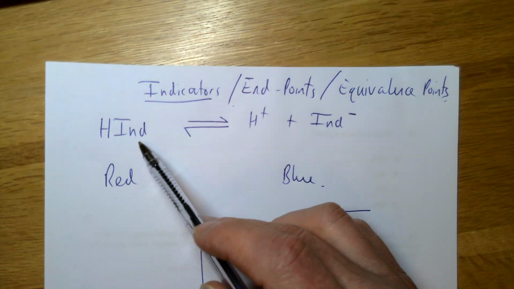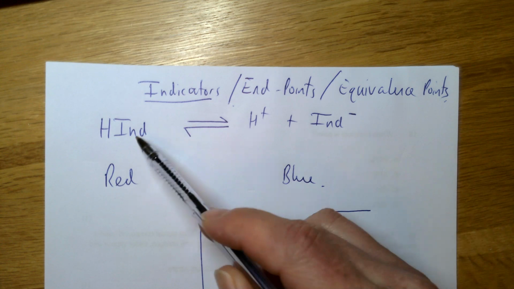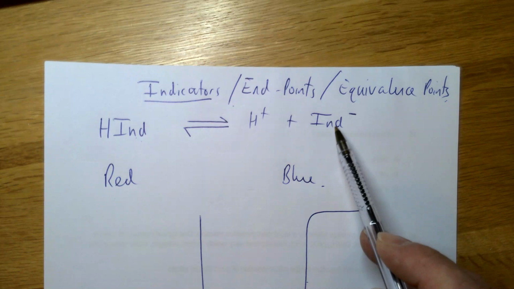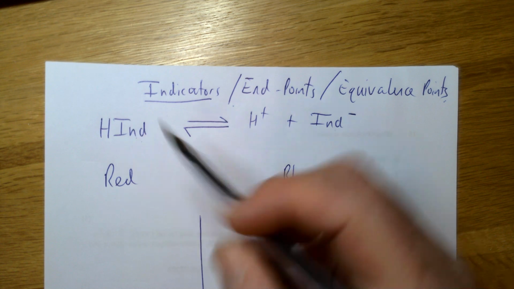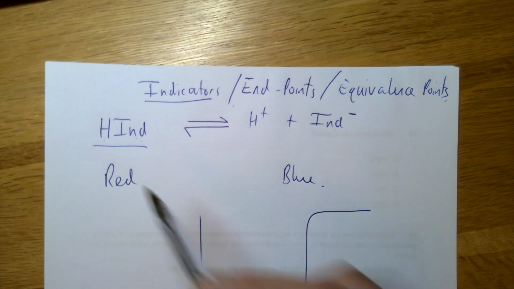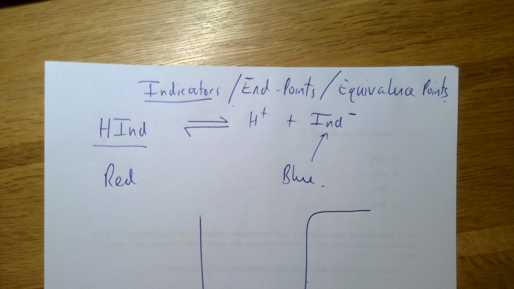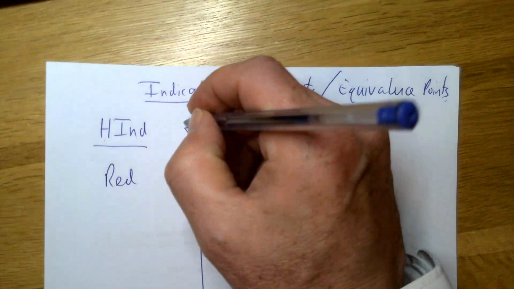The first of all is that indicators are weak acids. In other words, they've got this reversible reaction between the weak acid, H+, and the conjugate base. Now the indicator H-ind, the weak acid, this being the H that can be lost, would have one colour, and the conjugate base would have a different colour. So this negatively charged species would be a different colour to the acid. Now this is a reaction that's at equilibrium, and so it would respond in the same way to any other reaction at equilibrium, according to Le Chatelier's rules.